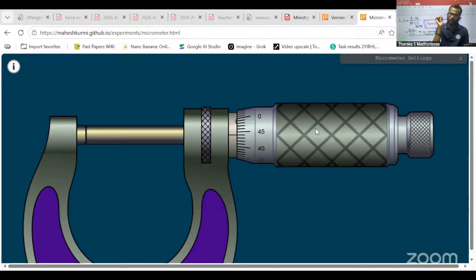The negative zero error is most important, same as the vernier caliper negative zero error. How to get it? Just get the coinciding value, it is 44. 44 is the negative coinciding value. Subtract from the total circular scale parts, which is 50. 50 minus 44 is 6. 6 multiplied by the least count, so the negative zero error is 0.06 millimeter. Okay, clear?